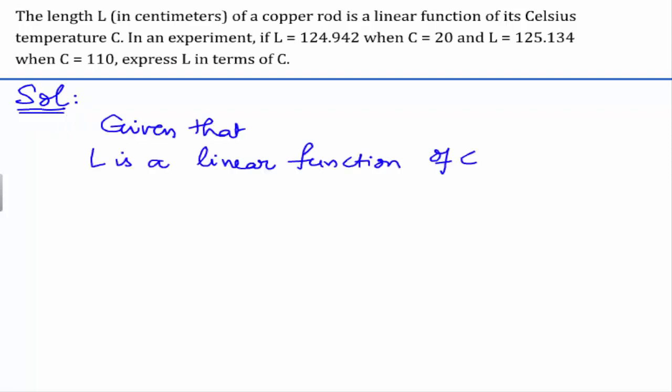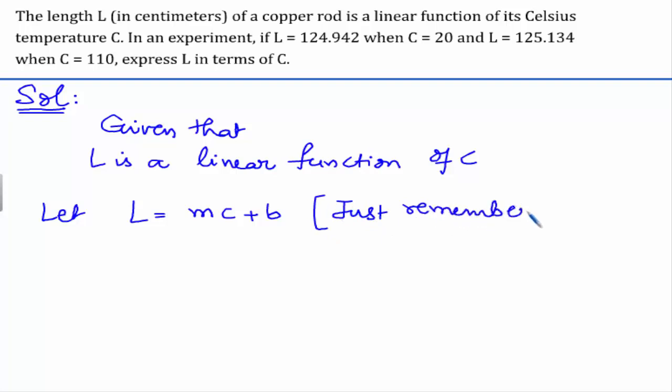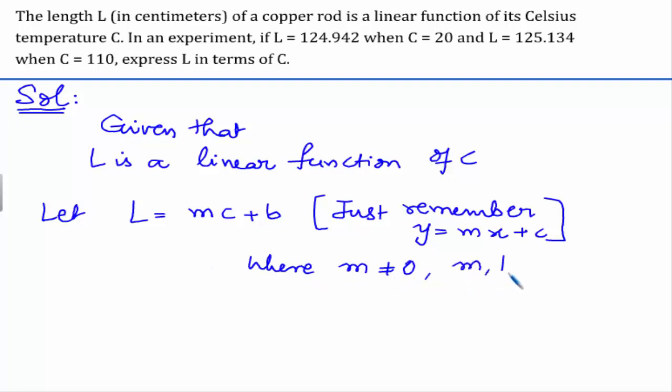It is given that L is a linear function of C. That means L is defined in terms of a linear function of C. So let us assume L is equal to mC plus b. Just remember y is equal to mx plus c. We have just written it in terms of this, where m is not equal to 0 and both m and b are real numbers.